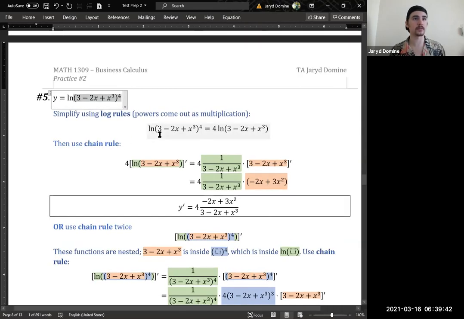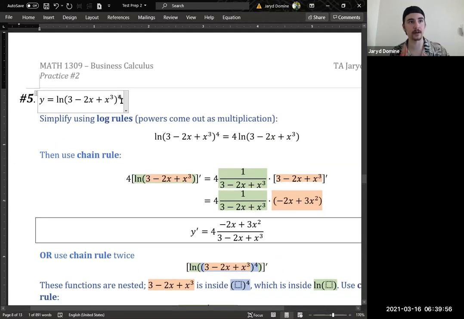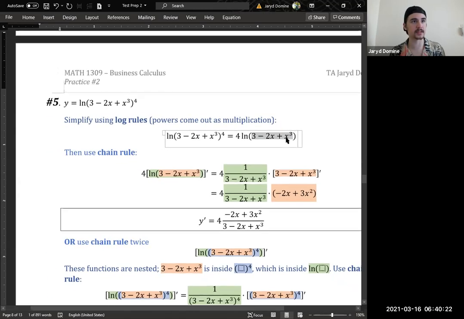Okay. So the simplest way to do this is to use the log rule. One of the log rules is that if you have a power inside of the log, so I have this 4 right here, that can come out of the log as a multiplication. So if I have this 4th power inside, that comes out as a 4 in front. So that's 4 times natural log of this stuff. Okay. And then if you do that, now there's only one step, just the chain rule. Because we have all of this stuff inside of a natural log. Because it's nested, we use the chain rule.